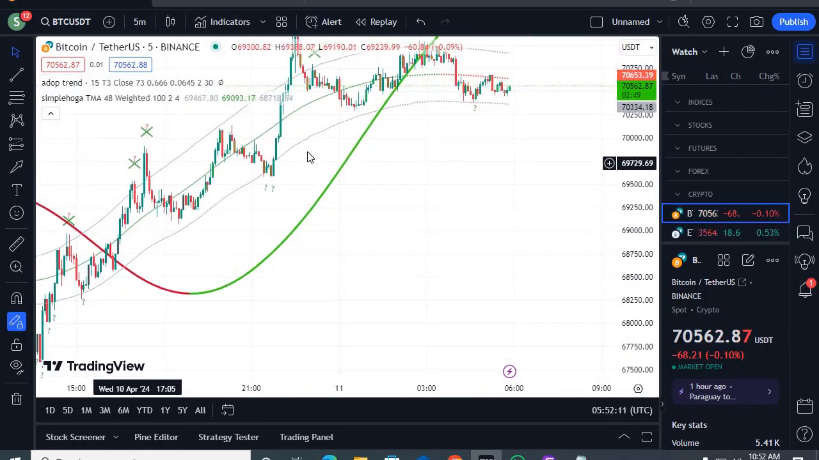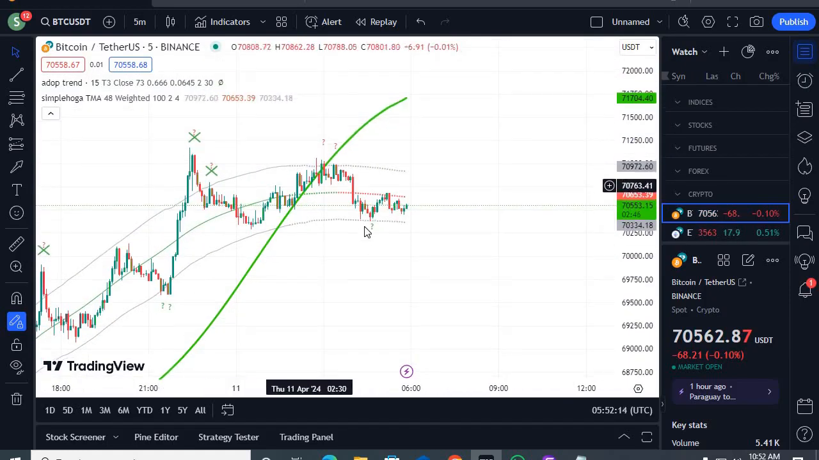Again buy trade and book your profit here. Again buy trade and book your profit. Again sell trade, book your profit, and now this is your buy trade. It gives you accurate results all the time, and we will get consistent profit.